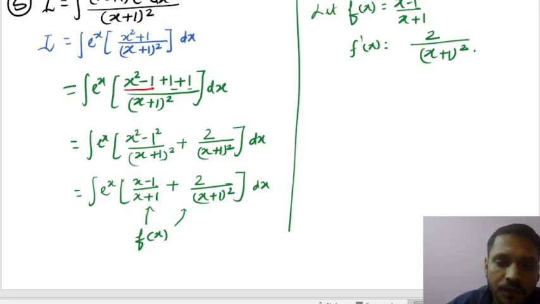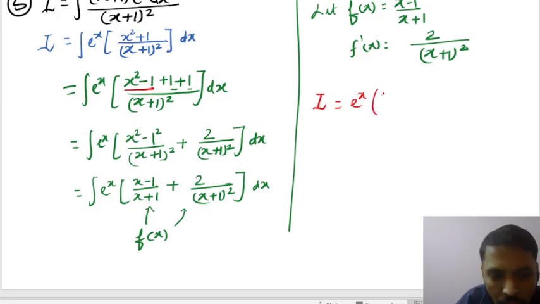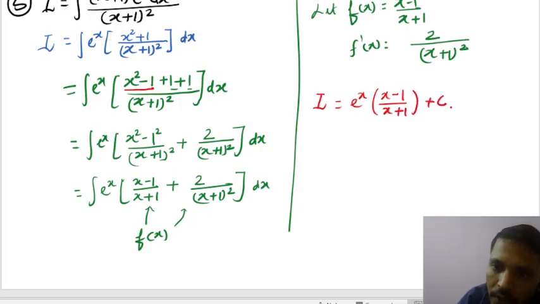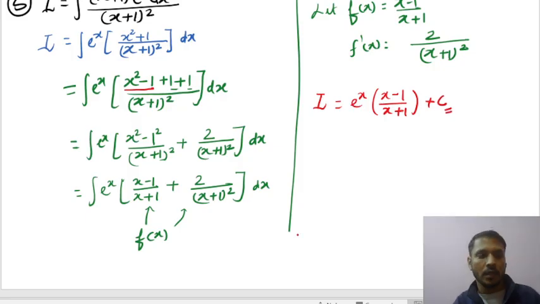So now next thing is what? We can write our final answer, means we can say I is equal to e to the power x into f of x. So f of x here is x minus 1 by x plus 1, right? And then plus c. So this is the final answer. And this is the only concept we are using in the NCERT. We can solve all the types of NCERT questions if you understand this concept. Thank you.